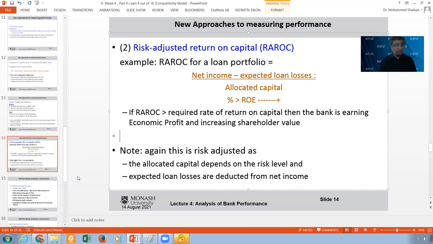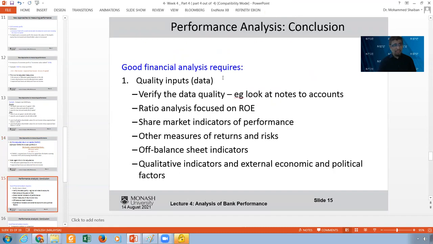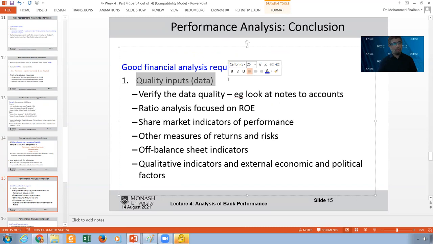I think I am done. So this is just recapping what we said. The performance analysis has to be, you have to get qualifying data. This is just to recap what we said in the 4 parts: verify the data quality, ratio analysis, share market data, other measures for return and risk of balance sheet, and qualitative.